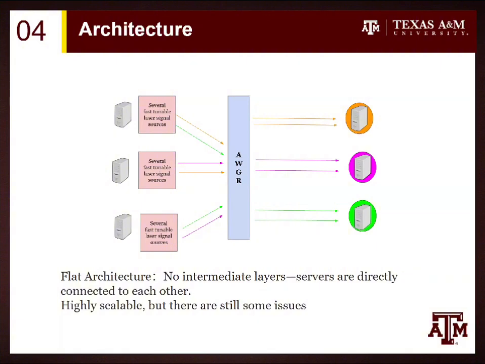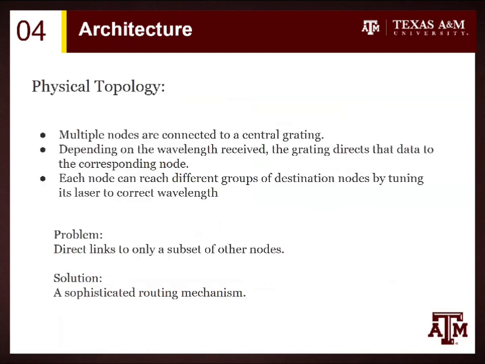Architecture. Sirius is tunable lasers plus gratings, which act like an optical switch. It can connect multiple nodes in a data center to form an efficient network cluster. Physical topology. In Sirius, multiple nodes are connected to a central Sirius network through optical fiber cables. The nodes communicate with other nodes by tuning the wavelength of their tunable laser. Depending on the wavelength received, the grating directs that data to the corresponding node.